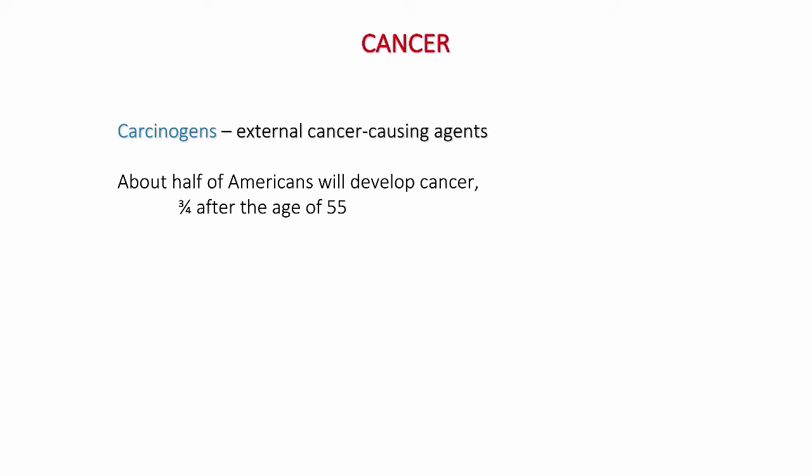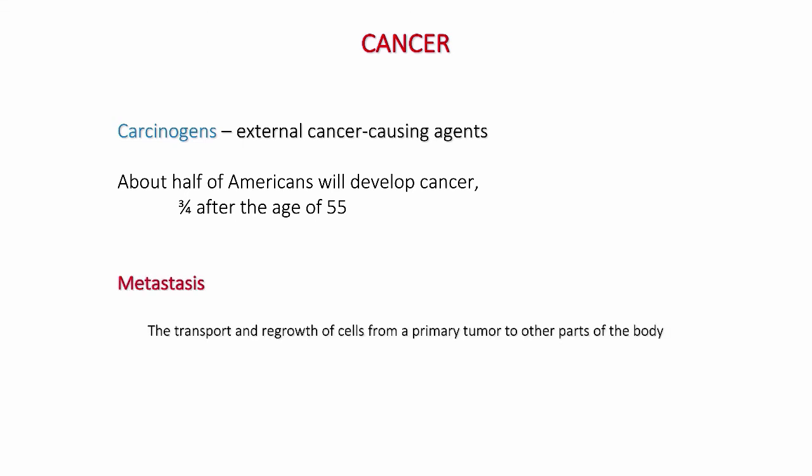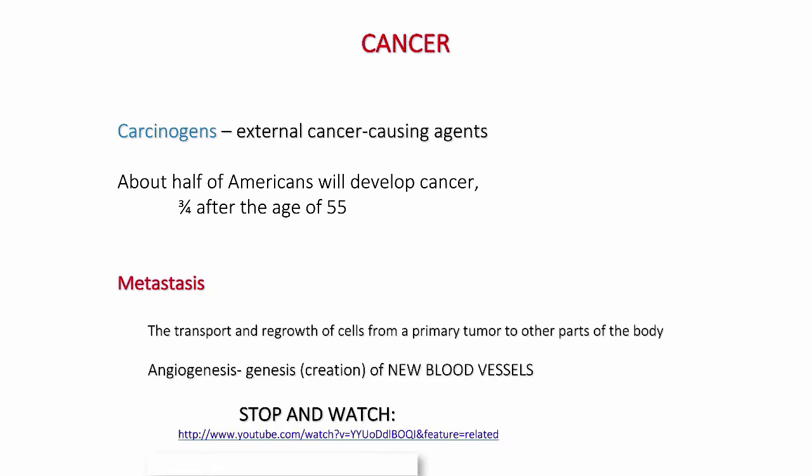About half of Americans may develop cancer, about 3/4 after the age of 55. And as I just said, metastasis is the transport and regrowth of cells from the primary tumor to other parts of the body. Angiogenesis is the creation of new blood vessels that provide the tumor, the cancer cells, with nutrients and remove waste products, enabling those cancer cells to continue to grow and create larger tumors and possibly metastasize.